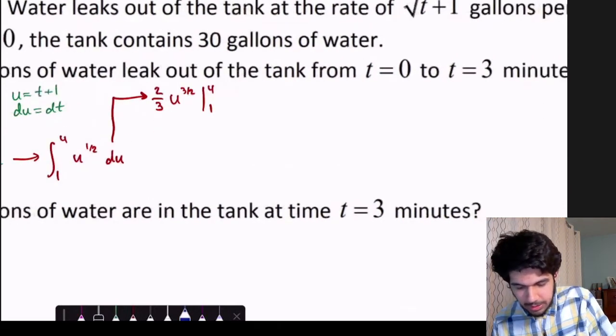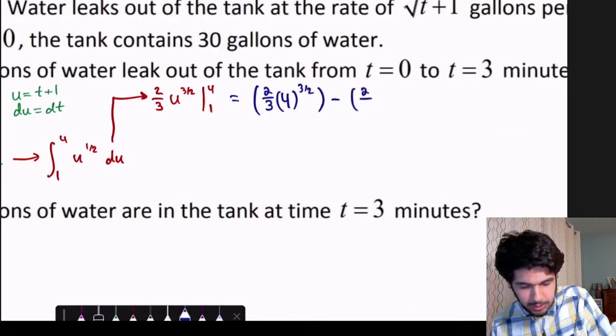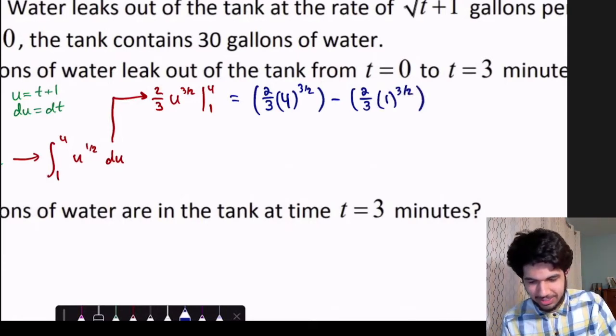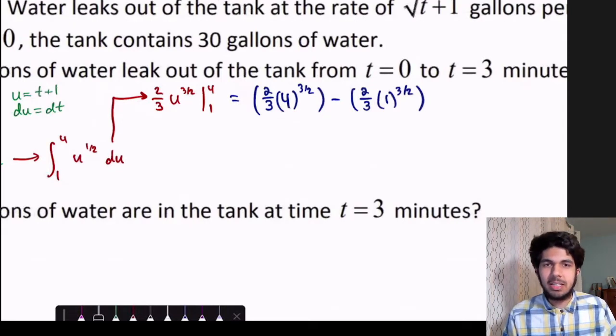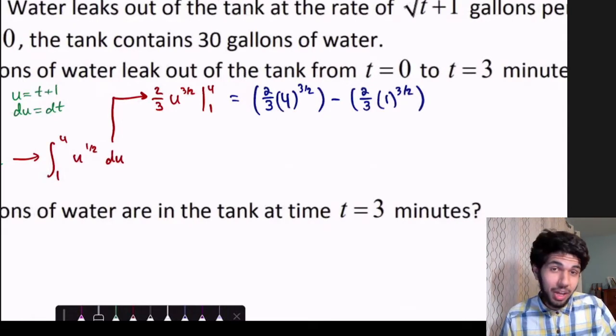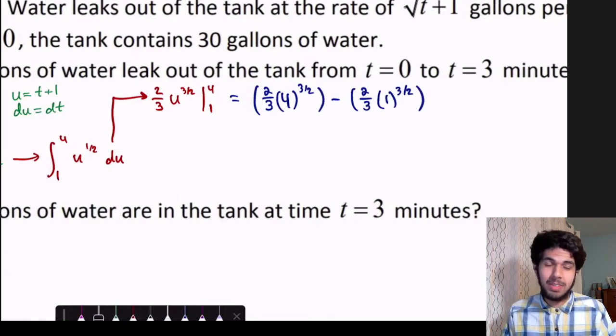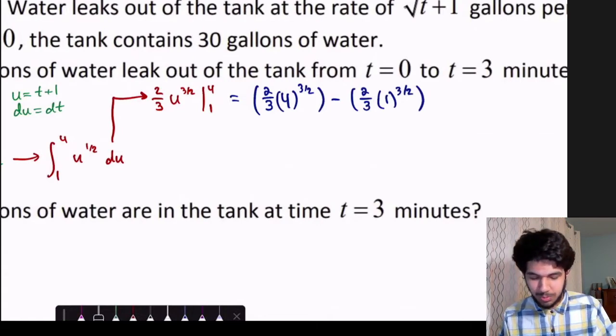So this is going to be equal to 2/3 times 4 to the 3/2, minus 2/3 times 1 to the 3/2. And now we have to solve this. Okay, so let's handle it separately. 4 to the 3/2. Okay, so 4 to the 1/2 power is 2. That's just the square root of 4. And then 2 cubed would be 8.